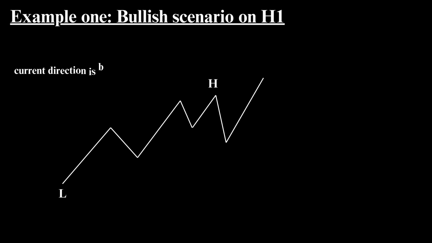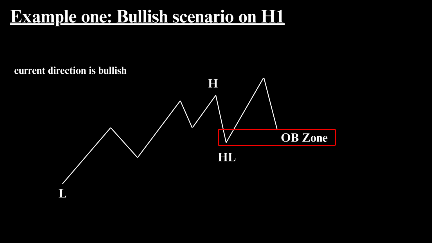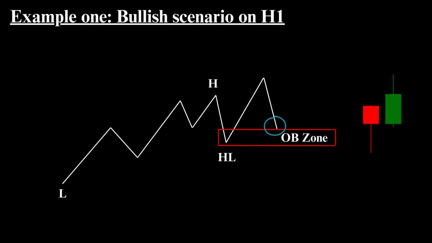In this example 1, current direction is bullish, making higher highs and lows. So we are buying only. This is a valid order block zone. When price retests the zone right here, we will wait for a single candle order block pattern like this one before scaling down to M5 timeline for entries.